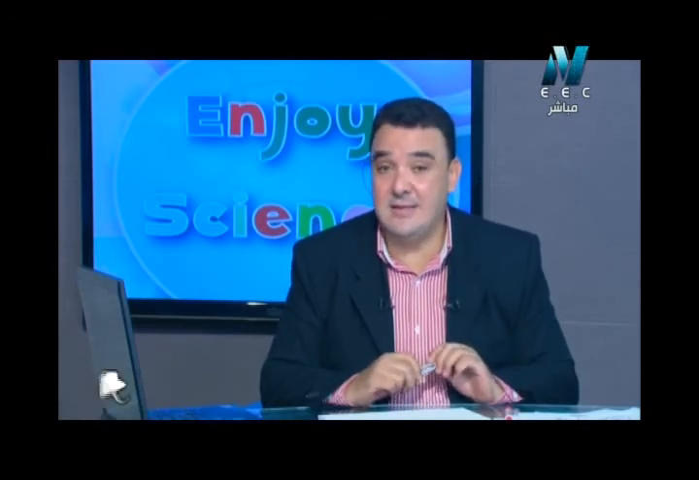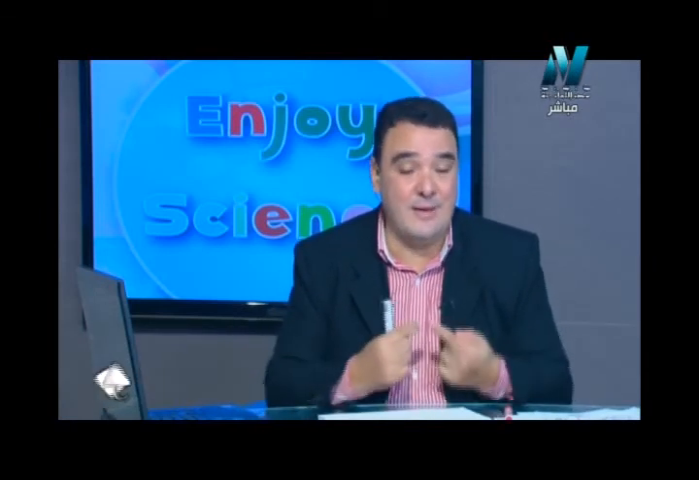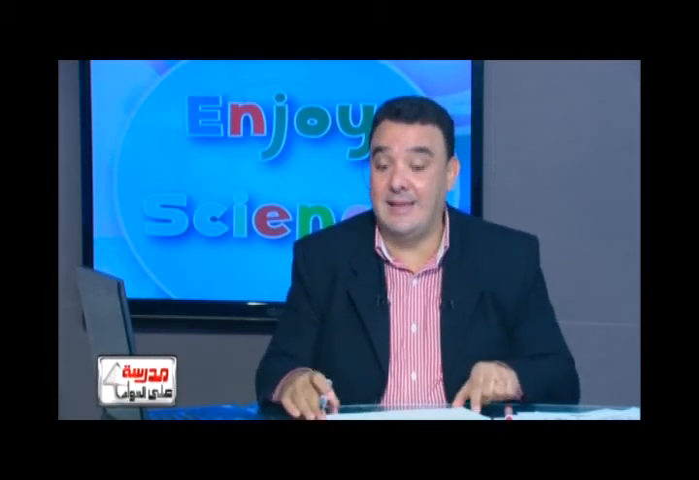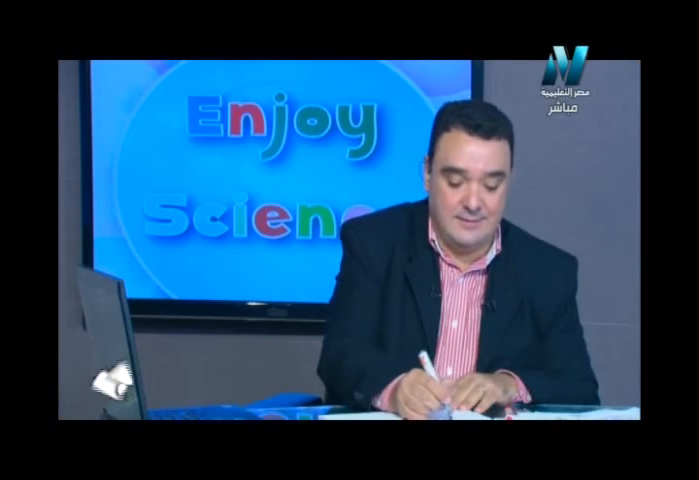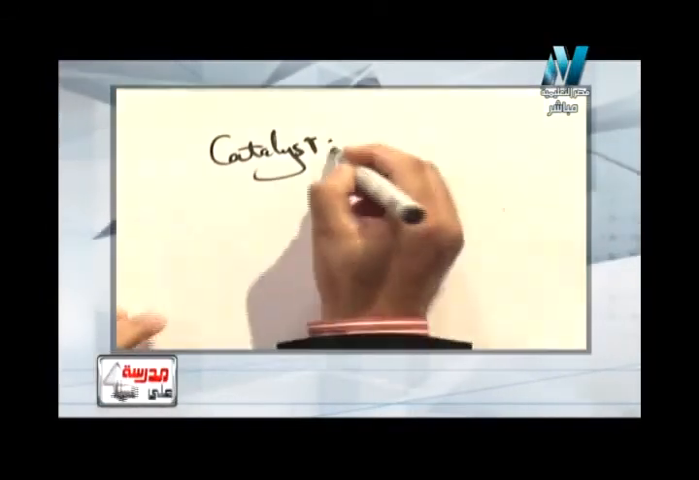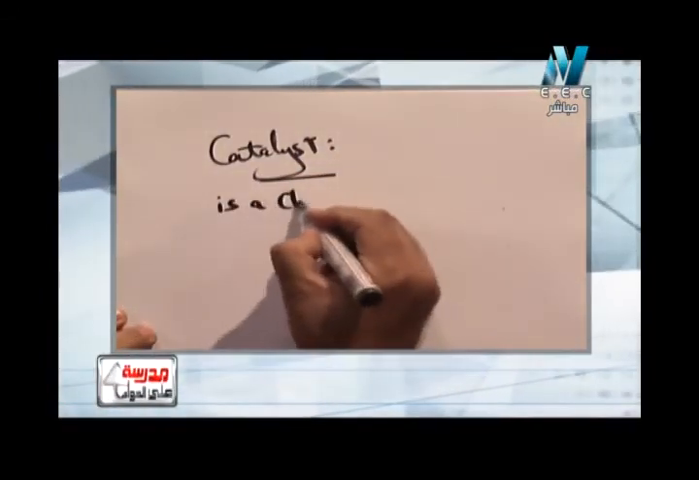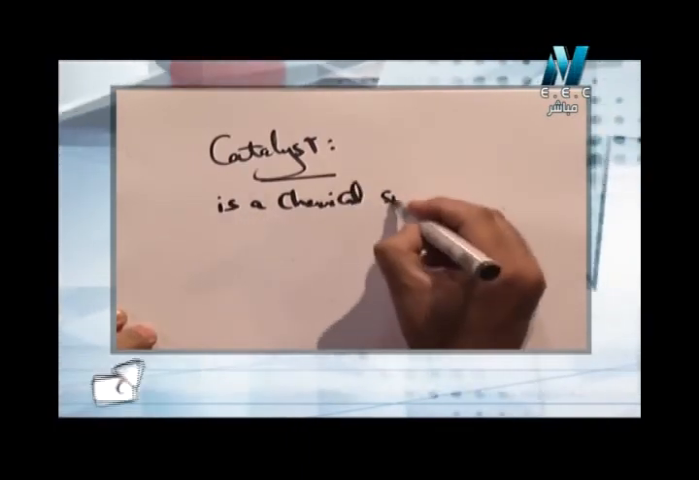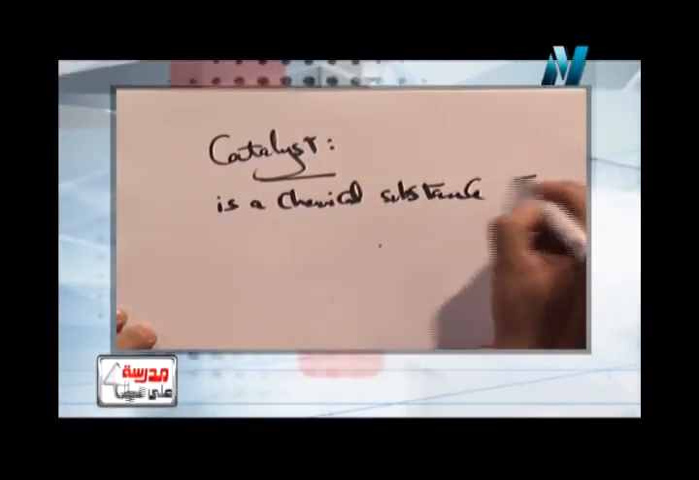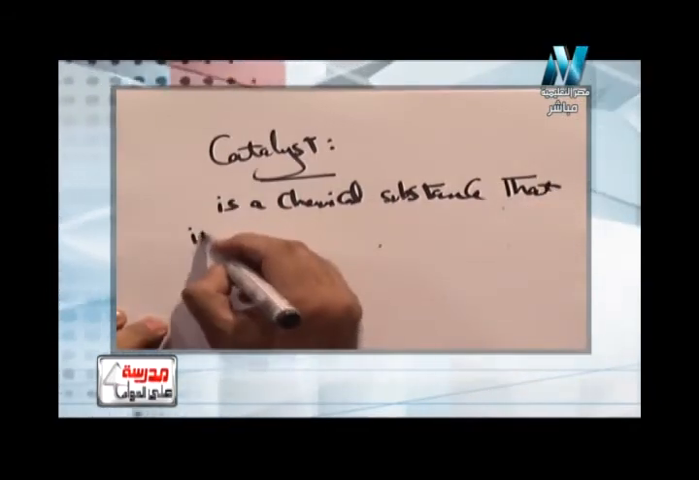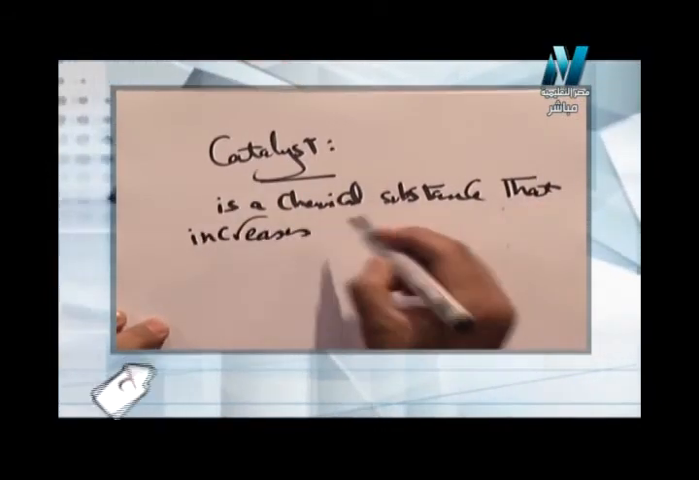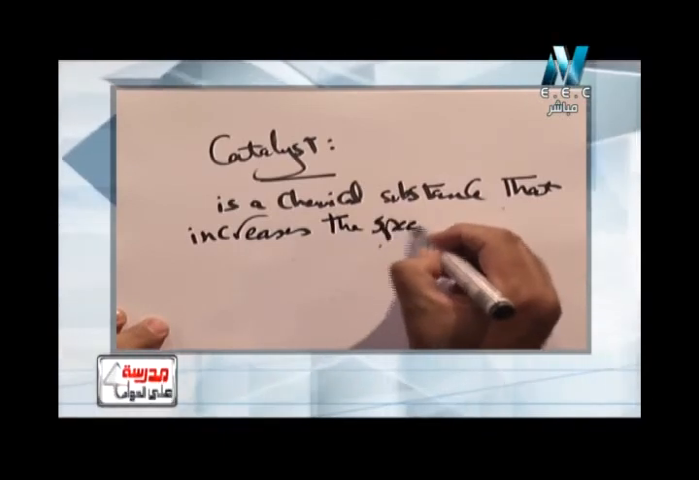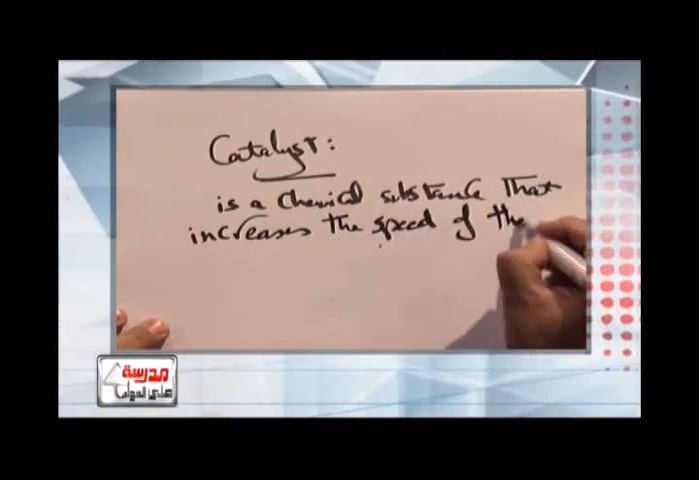And this substance is very important in preparation of oxygen gas because what? Because it increases the speed of the reaction. It increases the speed of the reaction, but it does not enter into the reaction. So I can make a definition for the catalyst. What's meant by catalyst? I can write that. Catalyst is a chemical substance that increases the speed of the reaction.